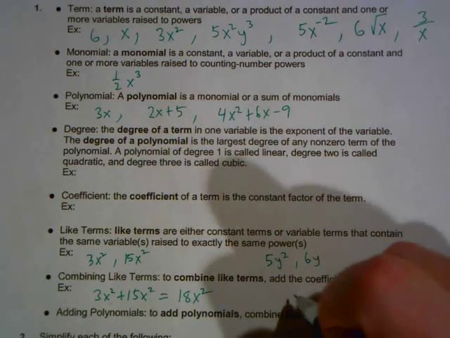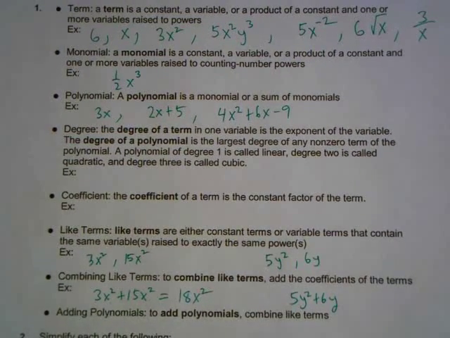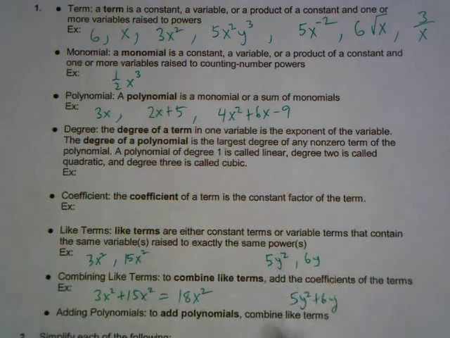Where here, if I had 5y squared plus 6y, I can't combine those because I've got 5 things, but then I've got 6 different things. The things don't match up. I can't add these together. That's the best thing I can do. If they're not like terms, you can't add them.